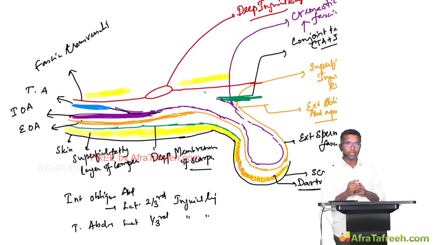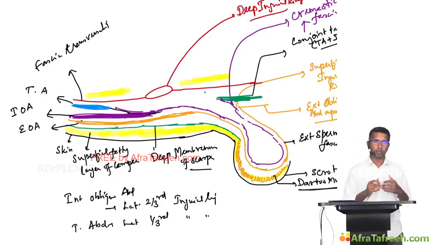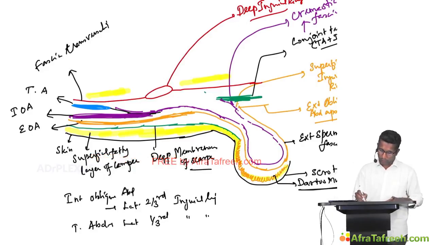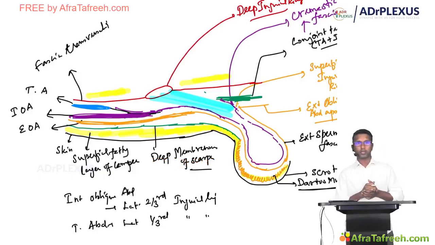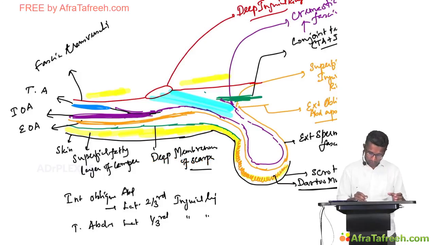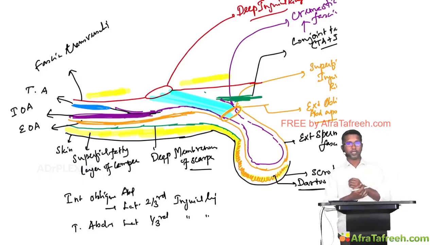Now you got a ring on the inner aspect of the abdominal wall, and a ring on the outer aspect of the abdominal wall. If you connect these two rings, this canal represents the inguinal canal. So I am connecting the deep ring with the superficial ring. The superficial inguinal ring and the deep ring are connected by a canal. This canal is called what?